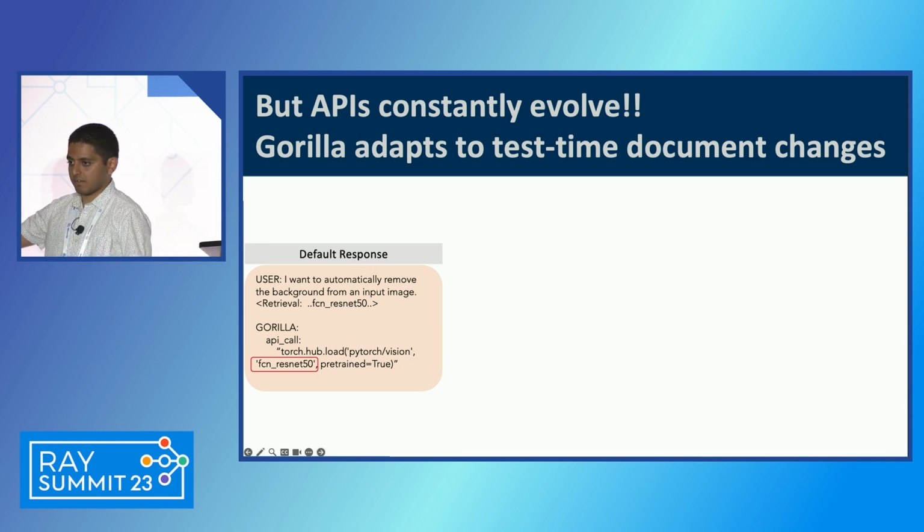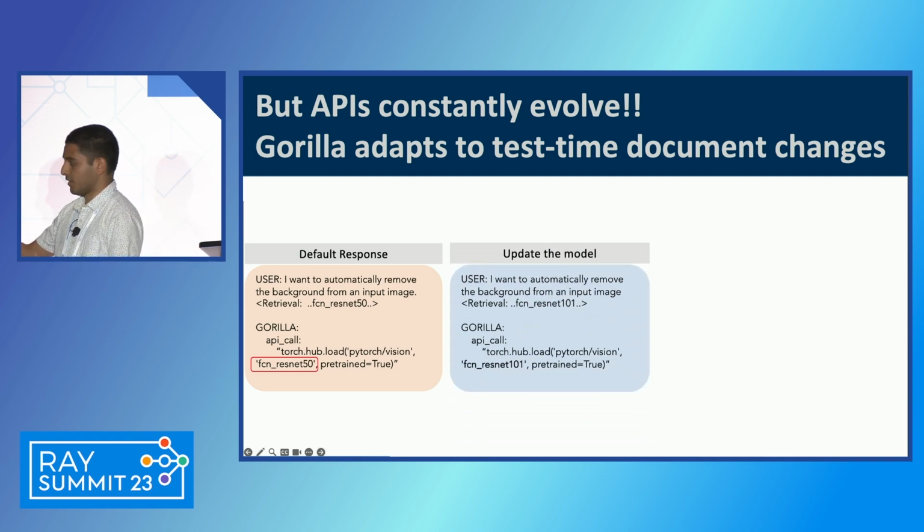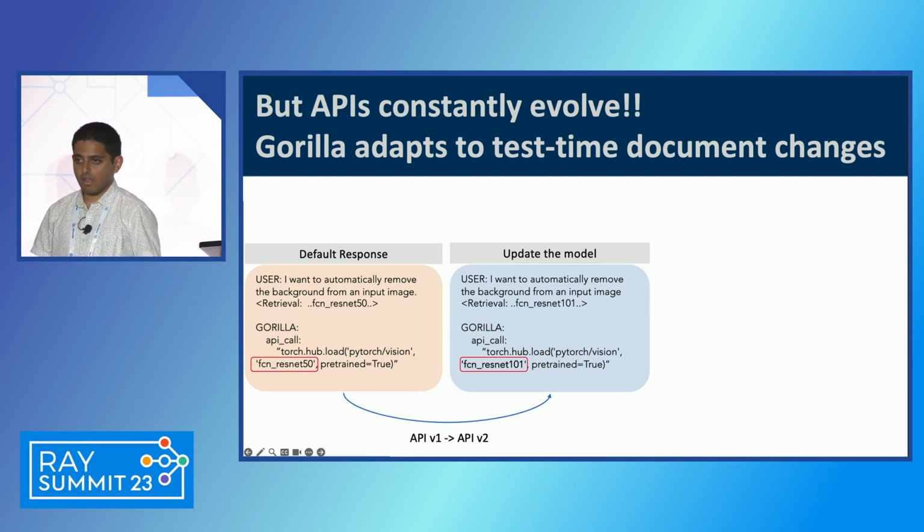And so this is the training time. It's quite likely that during inference time, as time progressed, they decided to update the backbone from ResNet50 to ResNet101. Right? This is like V1 to V2. API version changed. And as you can see, because we have this retrieval-aware training setup, Gorilla is actually quite robust and captures this change in API. So we were able to serve the latest API to the user.